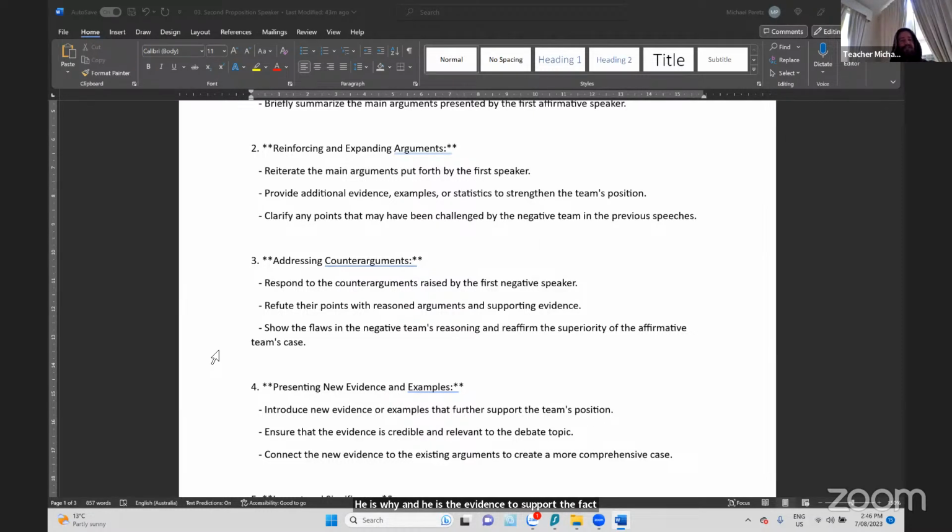And we want to show the flaws in the negative team's reasoning, and reaffirm the superiority of the affirmative team's case. So we want to show where they're going wrong in challenging us. And we want to show that our case is much stronger and much better than the negative team's case.